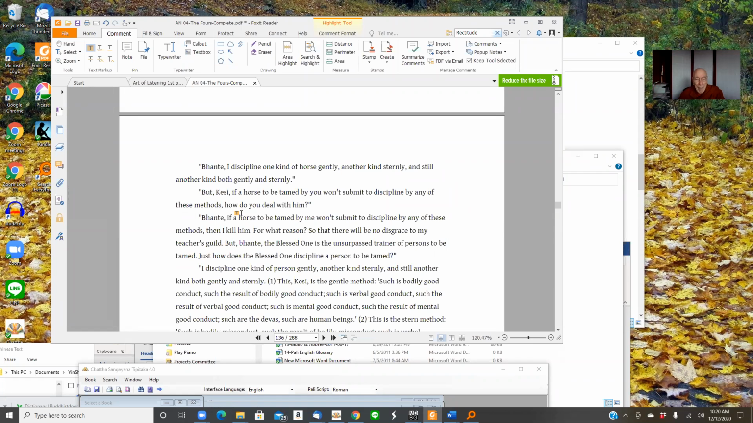And then the horse trainer, obviously he's not yet a Buddhist disciple, says, if the horse won't submit to training by any of these methods, then I kill him. And what is the reason? So that there won't be any disgrace to my teacher's lineage or guild. So he has to preserve the honor of the guild. And so if they get a horse that won't submit to training, it seems a bit rough to me to kill it. I don't see why he couldn't just let it go into the wild.